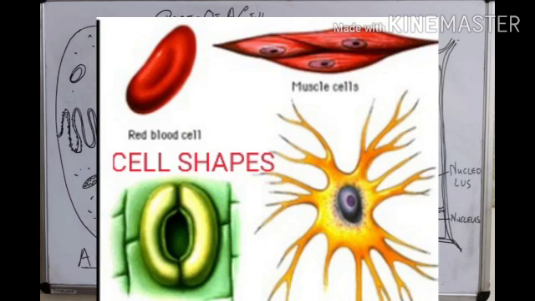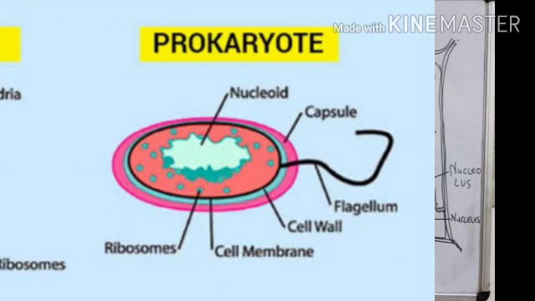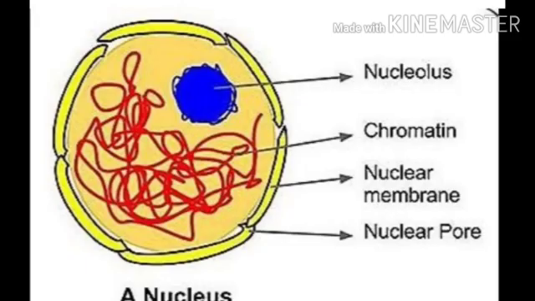Cells without a nucleus are called prokaryotic. The nucleus is a spherical body. It has four parts: the nuclear membrane, which again has pores or holes in it, the nucleus sap inside or nucleoplasm, and a dark staining body called the nucleolus.